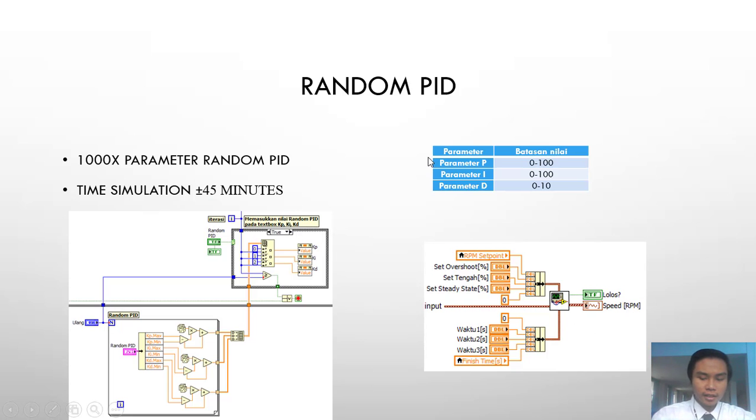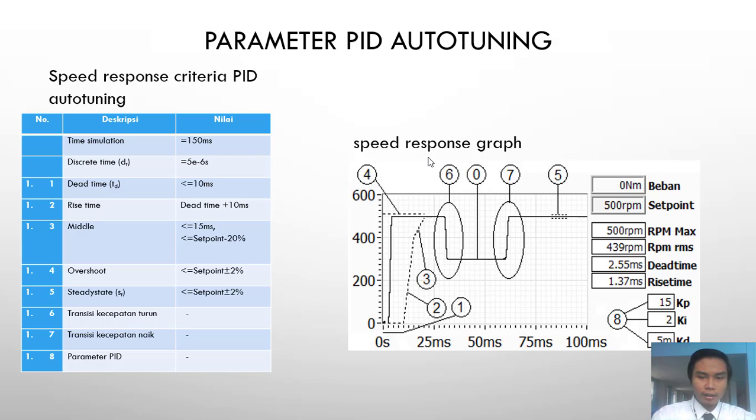And then here is a picture of the speed response criteria for PID auto-tuning. Here is the picture of the speed response graphic.